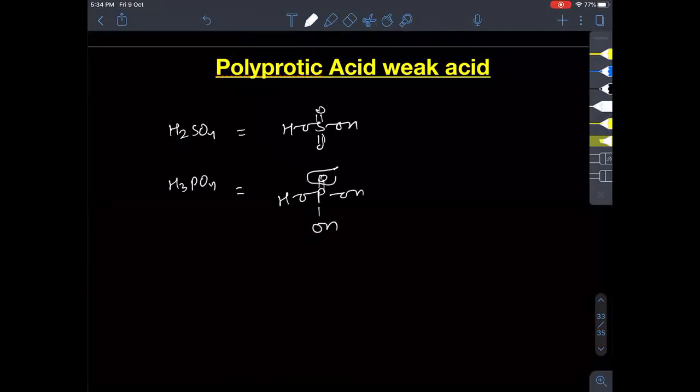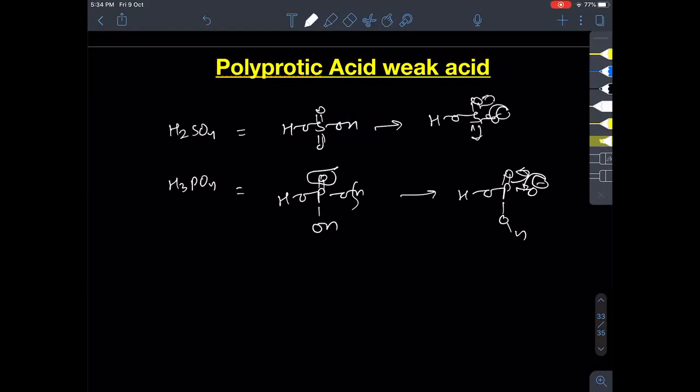But you can see there is only one terminal oxygen. Meaning if you remove the H+ ion, the conjugate base will be stabilized by only one double bond O and the rest. Whereas if we talk about this, if you remove this, the negative ion will be stabilized by this. That is the reason why H2SO4 is a powerful acid, a very strong acid, and this is a weak acid.